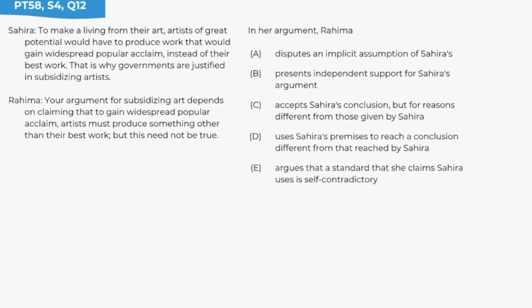That looks pretty good. Let's hold on to answer choice A. Answer choice B says presents independent support for Sahira's argument. Rahima is not supporting Sahira's argument. That is reaching the wrong conclusion.